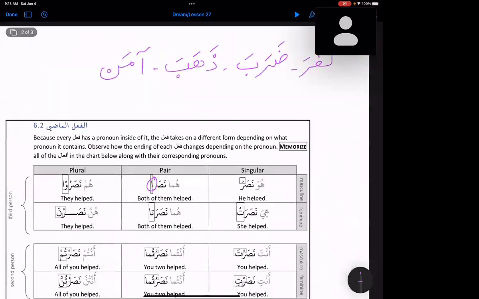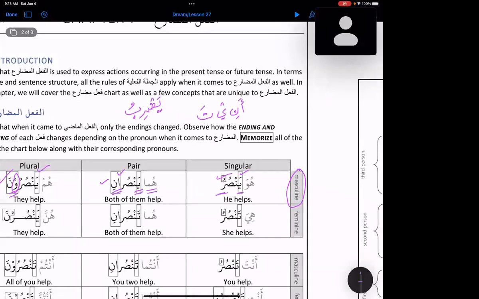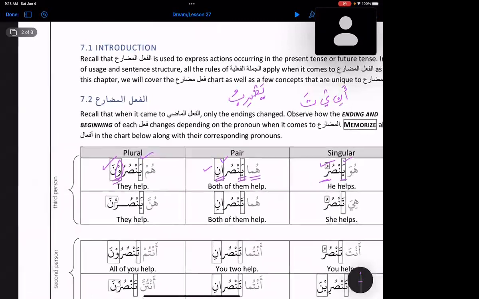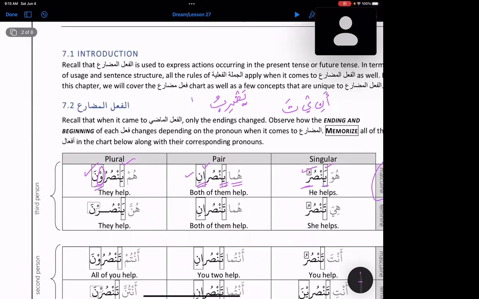Okay, so let's see now zahaba. Zahaba will become yazhabu. So let's do it. Huwa yazhabu. One person at a time, so we can have smoother recordings. Yes. Huma yazhabuna?